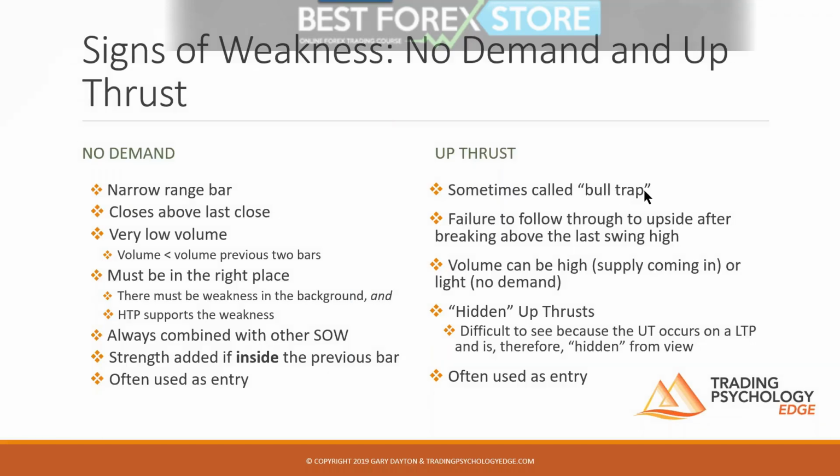Upthrust, I'll just go through this. Sometimes we call these a bull trap. It's the reverse of the spring. It's a failure to follow through to the upside after we've broken above the last swing high. And volume on an upthrust can either be high, which means that supply, selling, is coming in, or it can be light, meaning that there's no demand up here. Buyers are not following prices at these highs. I'll show you an upthrust, but what we're really going to focus on is hidden upthrusts. And these are difficult to see because the upthrust occurs on a lower time frame and is therefore hidden from view. I'll explain that as we go along. They're really, really useful, okay?